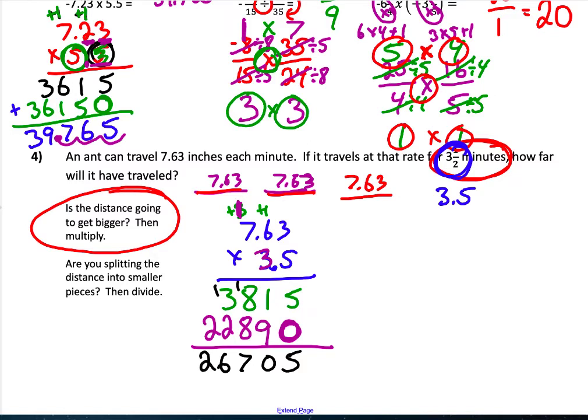And then remember, our last step is to place our decimal in our answer. So there was 1, 2, 3 decimal places or digits behind the decimal in the problem. So we come over 1, 2, 3 digits in our answer. And we get 26.705. And since the distance they were going and the amount of time are both positive numbers, we know our answer is going to be positive.